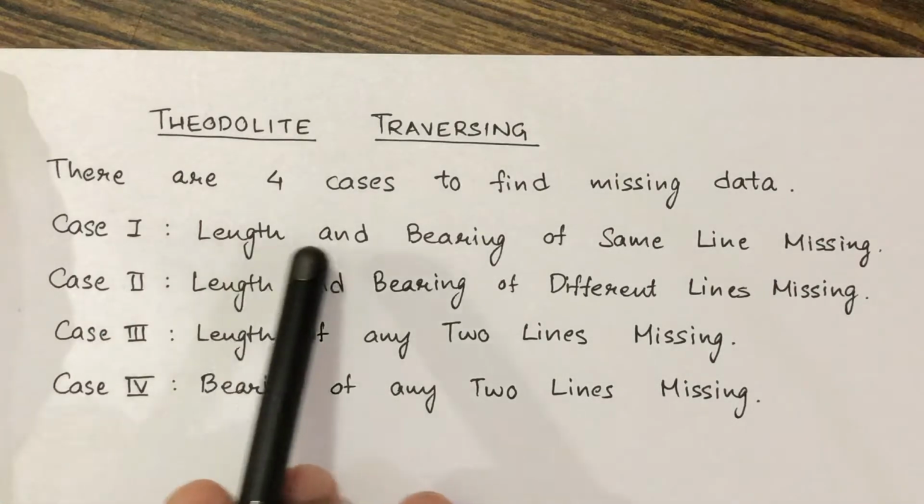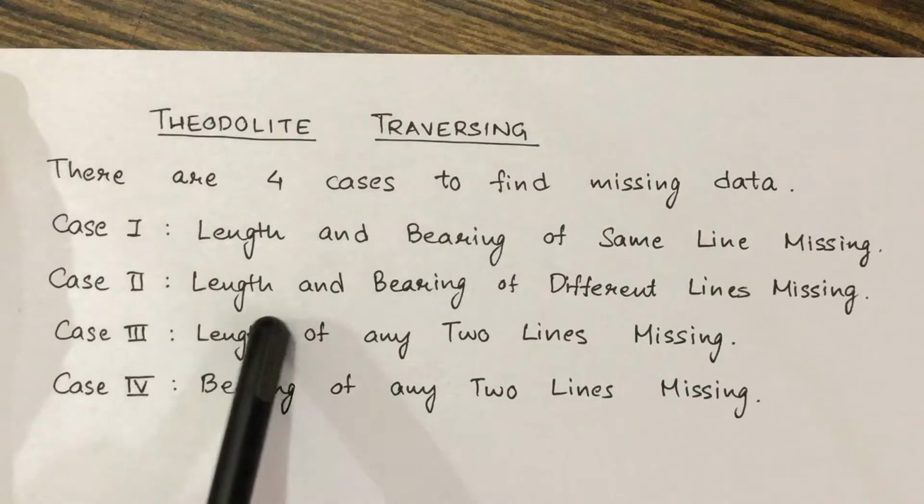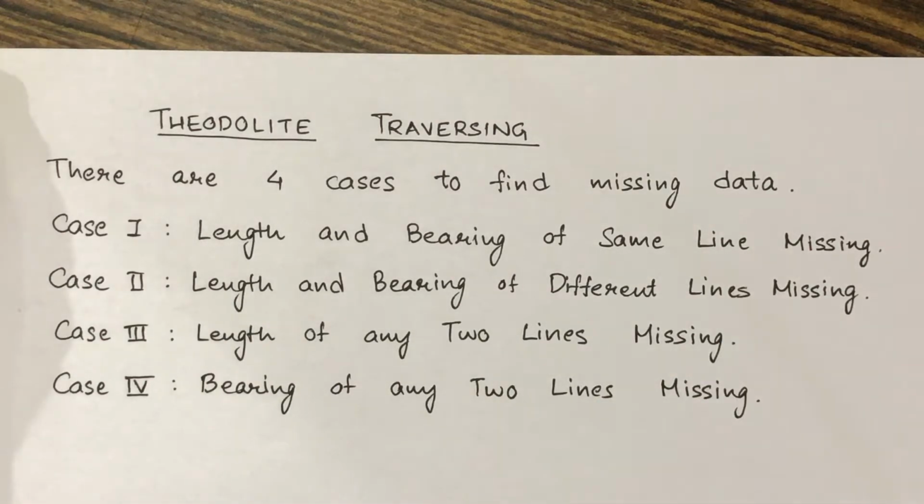Case 1 is length and bearing of same line missing. Case 2 is length and bearing of different lines missing. Case 3, length of any 2 lines missing. And case 4, bearing of any 2 lines missing.